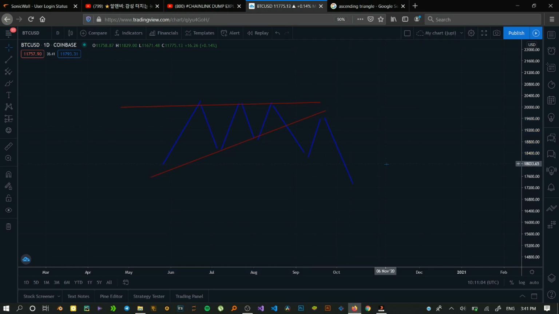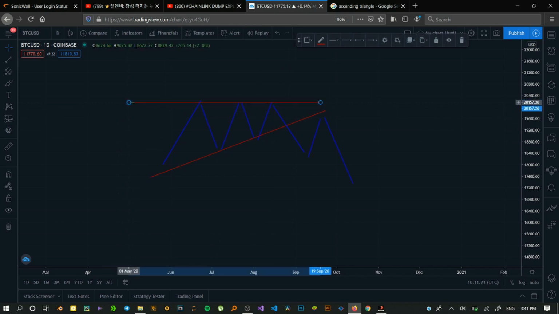Okay, this is what a descending triangle looks like. The blue lines are the market prices, and the red lines are trend lines that I drew. So the market went up, pulled back, went up, pulled back, went up, and pulled back. On the upper side, the market will be creating equal highs. High, high, high. These three highs are equal. But on the lower side, we will have higher lows. So the market created this higher low, and another higher low here.